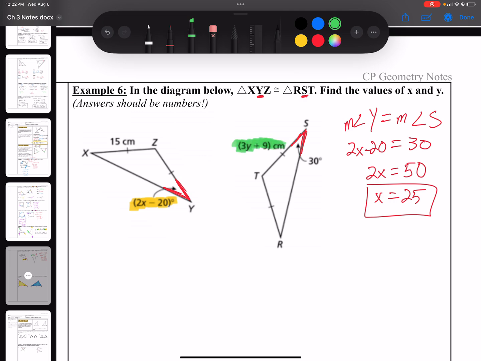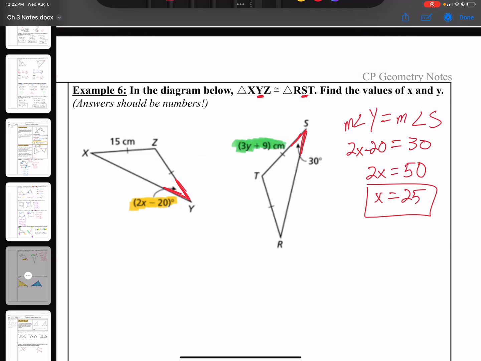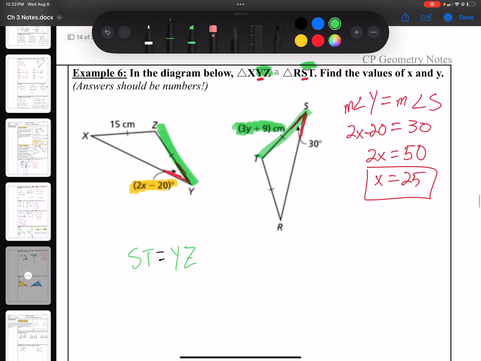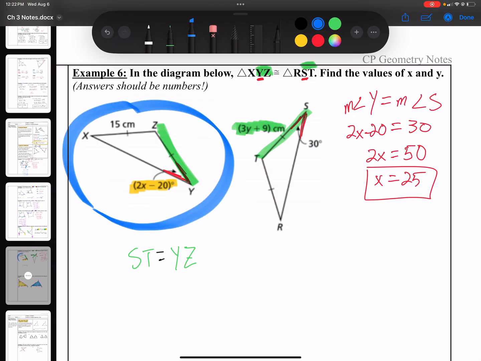What about y? Well, y is right here. 3y plus 9 centimeters. Well, what is that a part of? ST, which is the second two letters here. Well, ST, according to the statement, has to be equal to YZ. Uh-oh, we don't know how much YZ is. But if we look at the diagram in the triangle on the left, I'm going to circle blue. What do you notice about side YZ and side XZ?